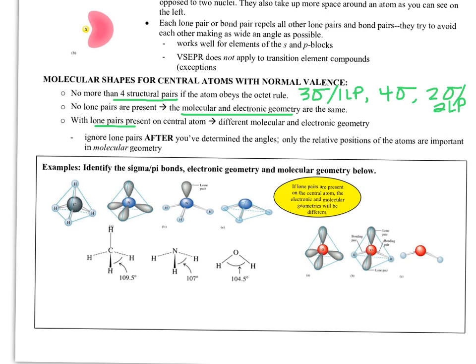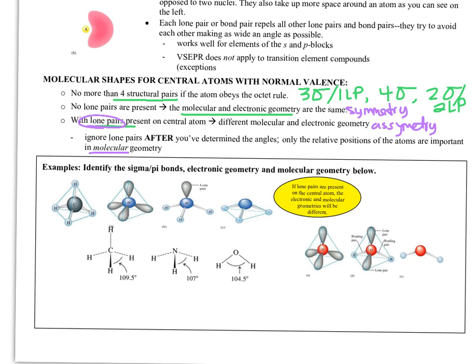So when there's no lone pairs present, a lot of times I will say that is what we call symmetrical. There's symmetry there, because everything's going to arrange itself evenly all the way around. But as soon as you put the lone pairs on there, it creates an asymmetry to the structure, and then we don't have the same electron geometry and molecular geometry names. We ignore the lone pairs after we figure out our angles, so the lone pairs are not what we use to figure out what the molecular geometry is.